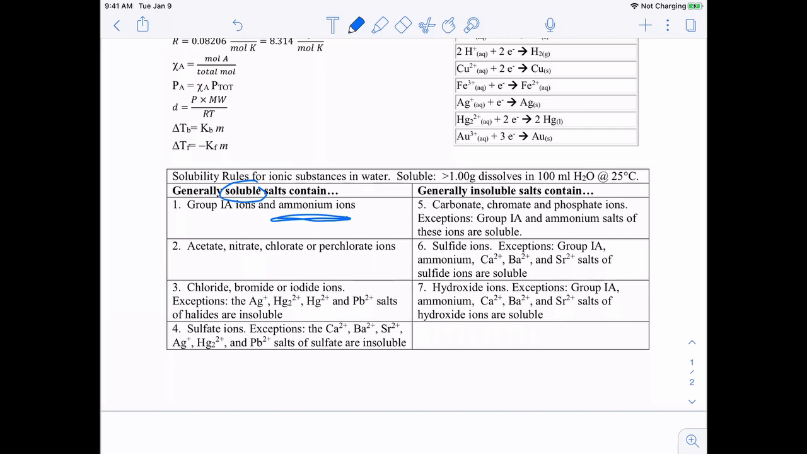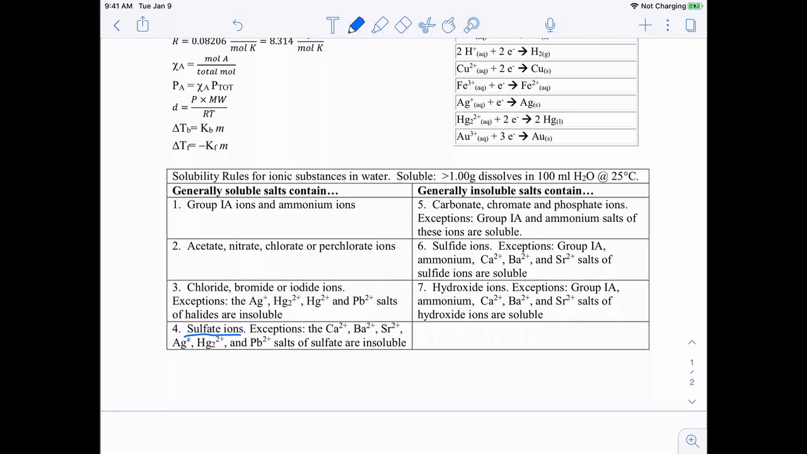The second one I have on the list is calcium hydroxide. What I would do is scan through the soluble side, see if you see any of those. If you don't, then we'll go over to the insoluble side. I don't have a place here for calcium hydroxide. I do have calcium down in 4, but that pertains to sulfate, and we're not talking about sulfate, we're talking about calcium hydroxide.